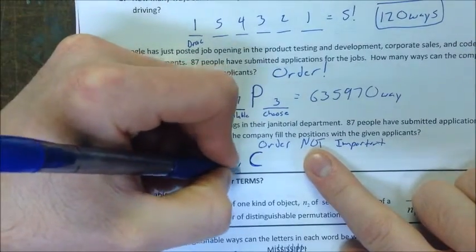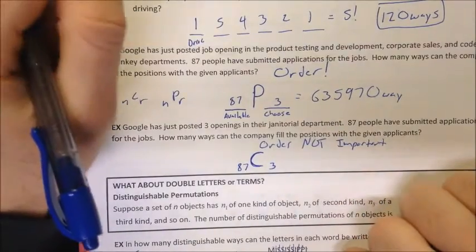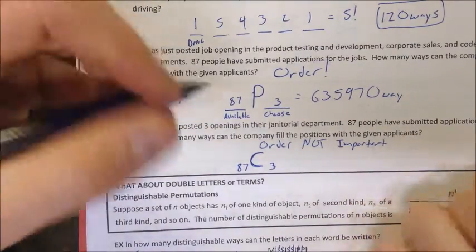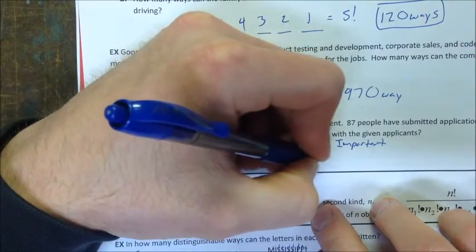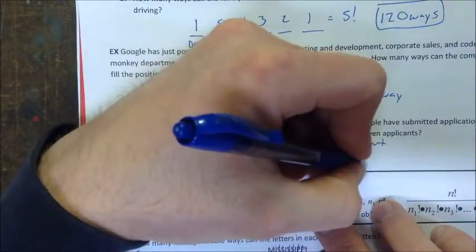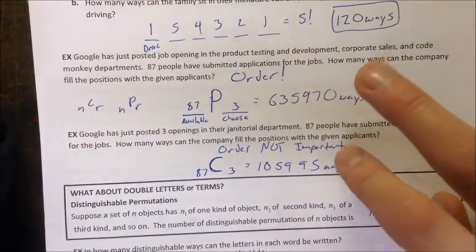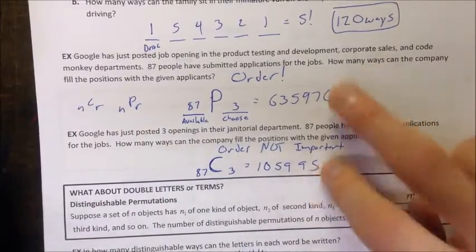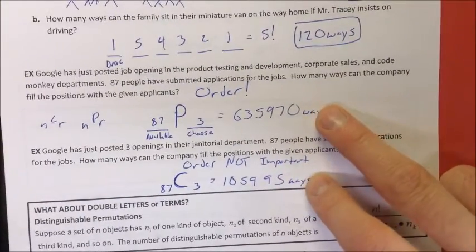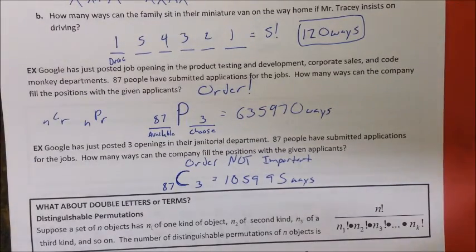That would be 87 people applying, and we would be choosing 3 of them this time. Because it's a combination, it's not as exciting, and we are going to get the value 105995 ways. Now, once again, similar to what we had done before, it is interesting to look at the 2 things and see which one's bigger and which one is smaller. That is important information that will help you rationalize and understand your answer a little bit more carefully. So those are 2 good ones.